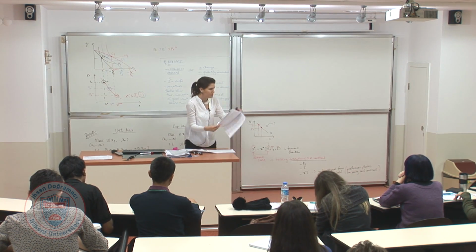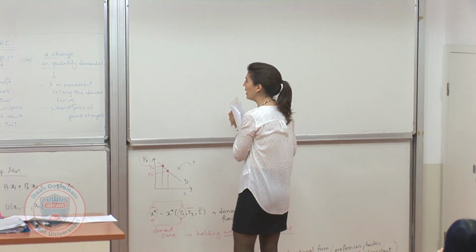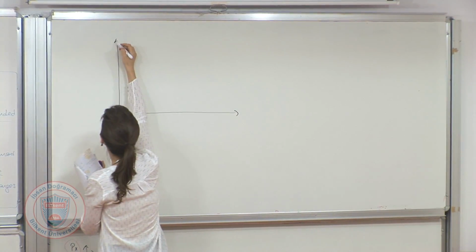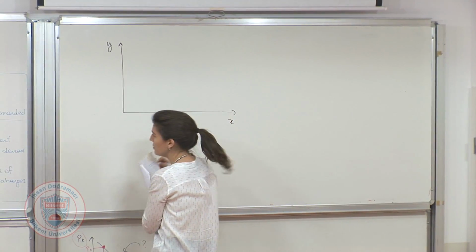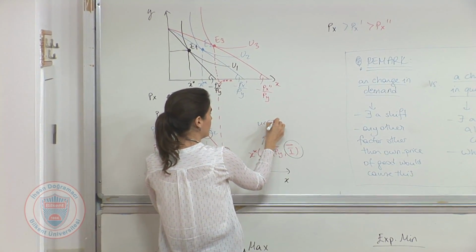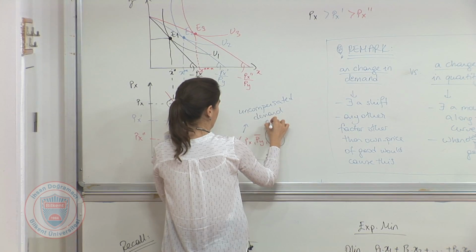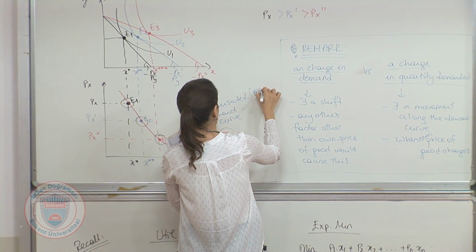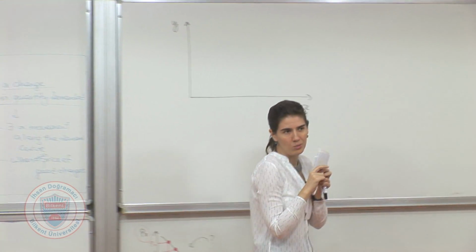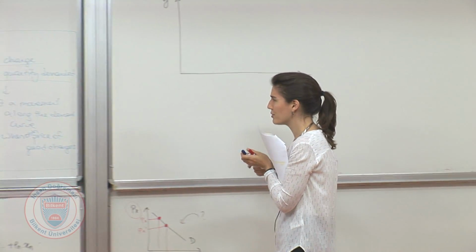Basically, I'm going to be loyal to this graph, okay? So this is going to be Y, this is going to be X, and remember, this guy was called the uncompensated demand curve, or Marshallian. Okay? Now I'm going to have the Hicksian one, okay? And now you will see the link between those demand curves, okay?